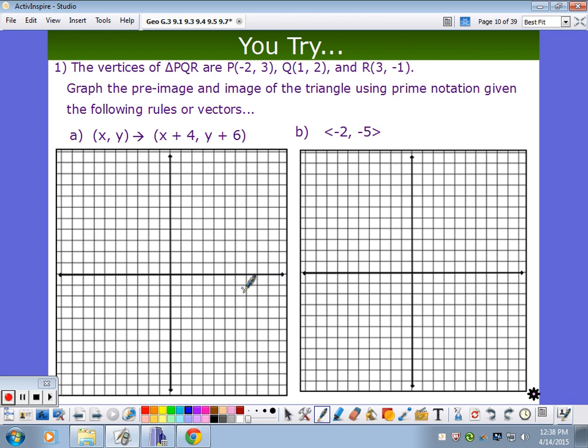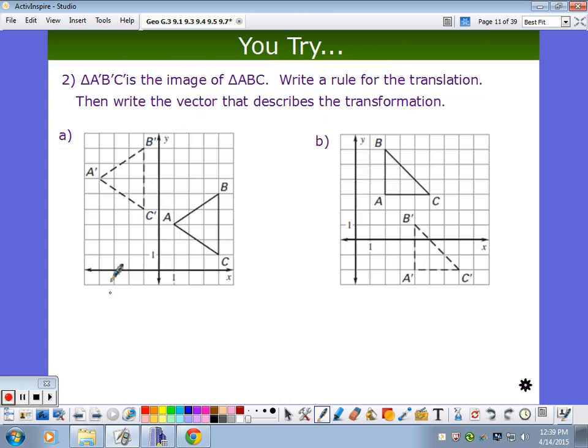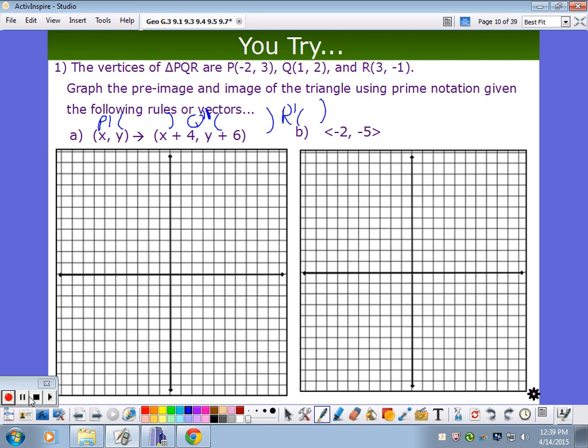So there are 2 sets of Your Tries here. To graph the image, when you graph these 2 things, I want to see the coordinates of your images. So make sure the coordinates are here as well. And it's the same pre-image for both of them. So you're going to graph that triangle EQR twice. This one is in rule form, this one's in vector form, either way. And then the second set, they're giving you a pre-image and an image, and you have to come up with the rule. I want it both in rule form and as a vector. So both ways. Give these guys a try.